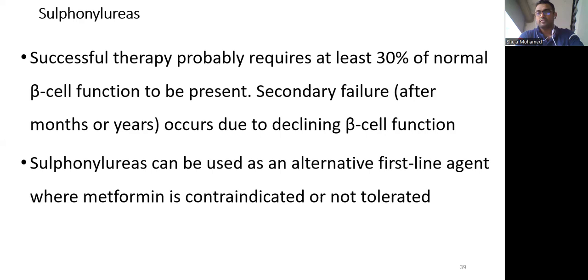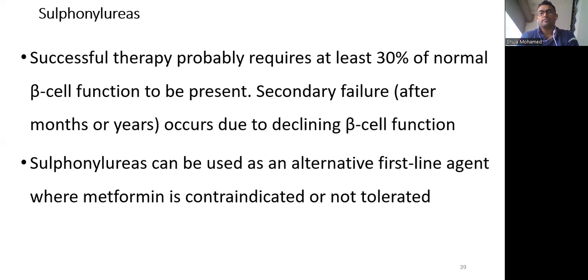They have mentioned that for successful therapy, you should have at least 30% of normal beta cell function. Sulfonylureas can be used as an alternative sustained agent where metformin is contraindicated or not tolerated. The contraindications are, so each has to discuss indication, side effects, mechanism of action, contraindications.